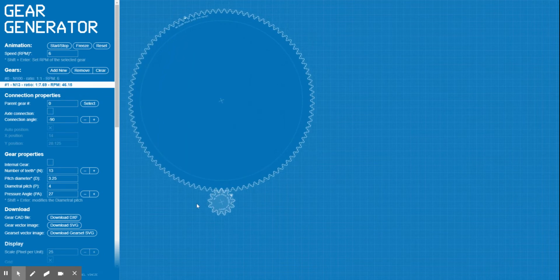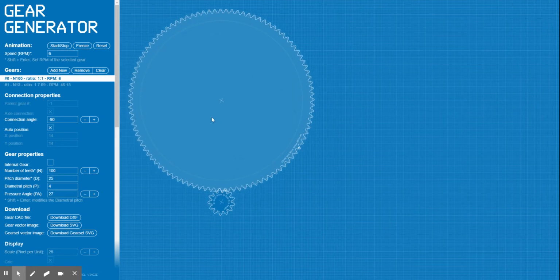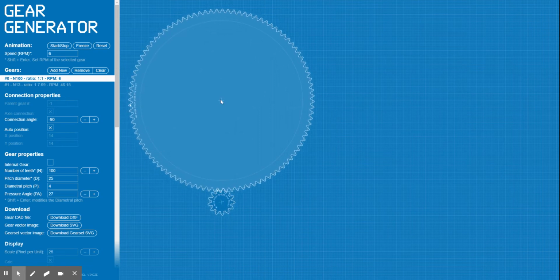Now, obviously the RPM on the second one has changed, but the RPM of the first one still remains the same, because no matter how big or small this gear is, it doesn't affect how fast it's being driven by the motor.